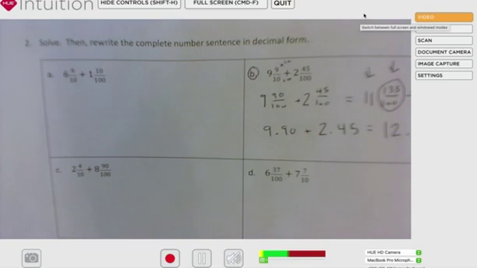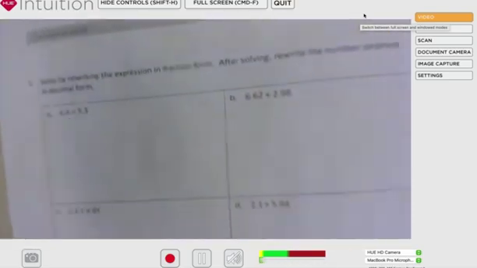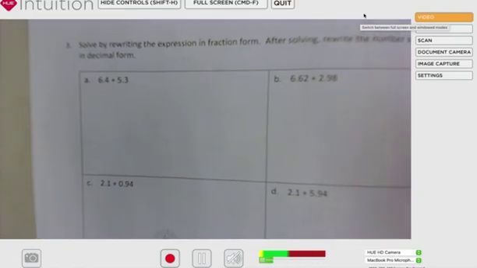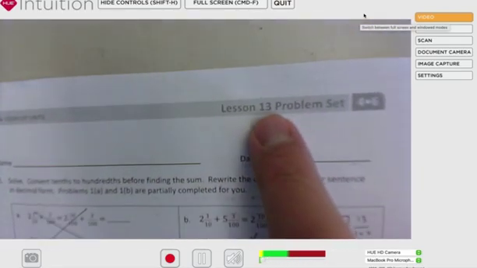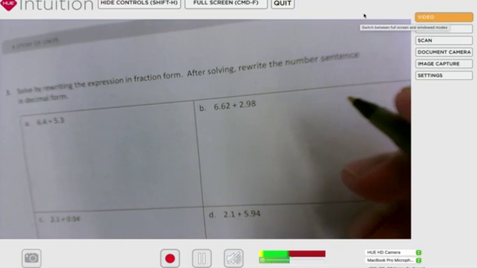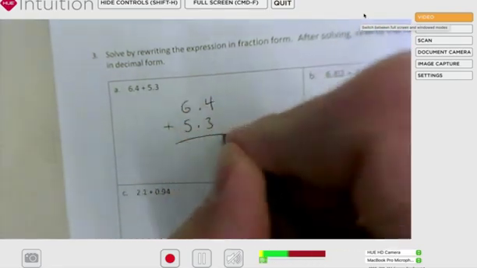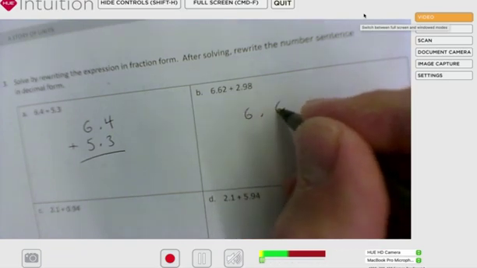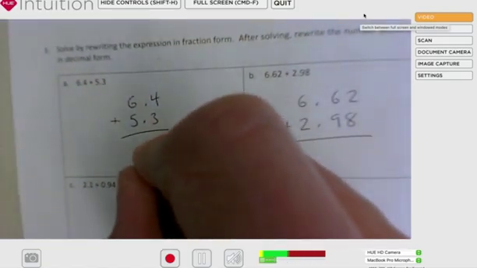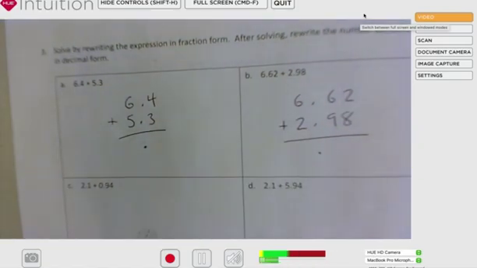Now, Mr. Brown, what about the other side of the paper? This side of the paper is completely different. It's kind of crazy that this is part of the same lesson. This is still lesson 13. It kind of blows my mind because this is just simple addition. All you have to do is just line up the 6.4, 5.3, and you add them. 6.6, like that's all. And then you make sure in your answer that the decimal is in the same spot. But this side is nothing.